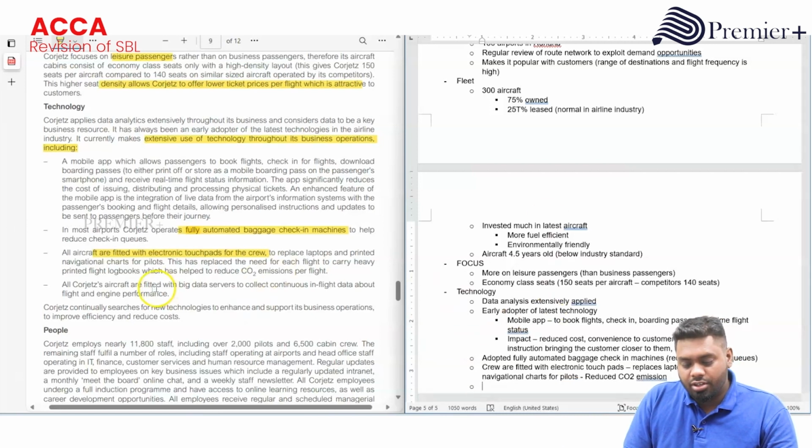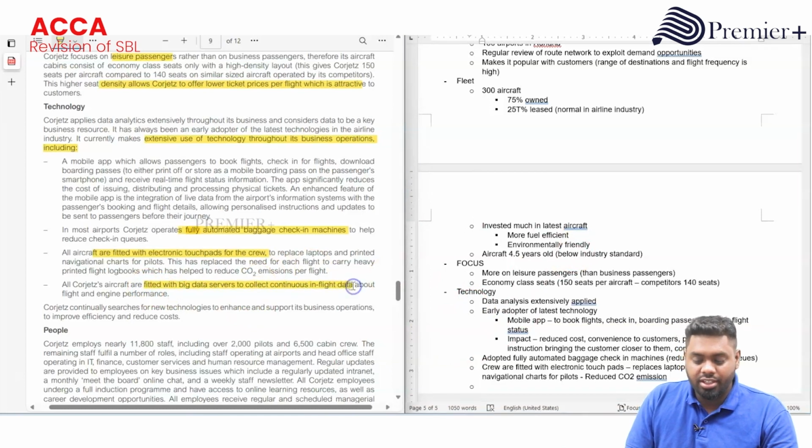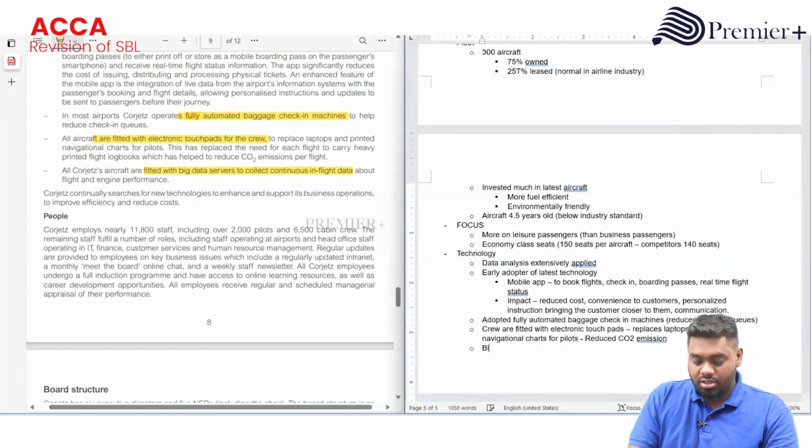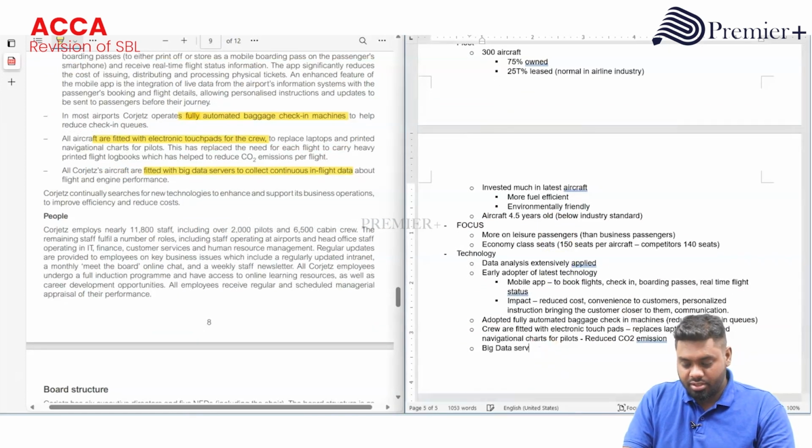All Cojet's aircraft are fitted with big data servers to collect continuous in-flight data about flight and engine performance. Big data servers in aircrafts.